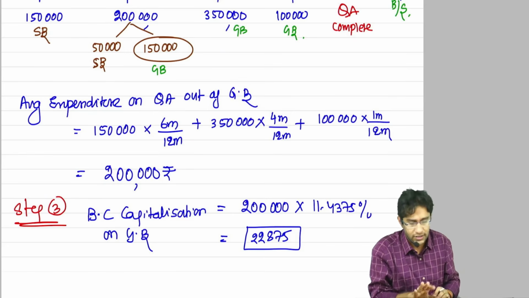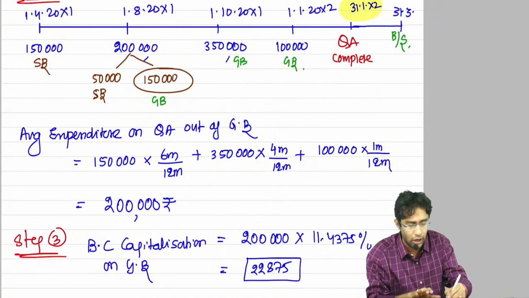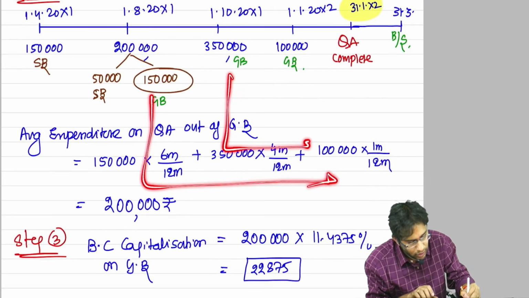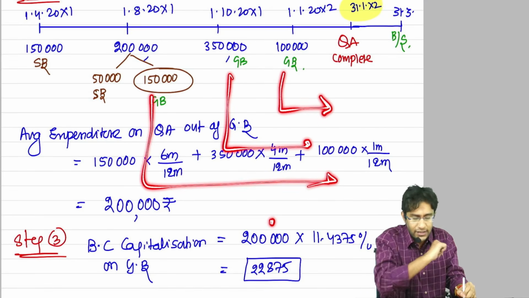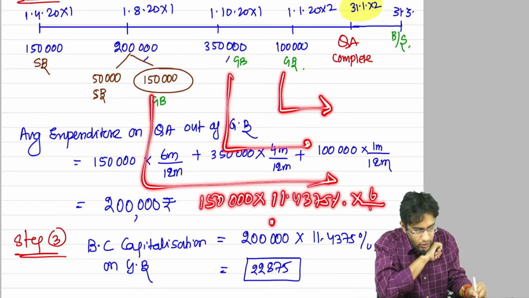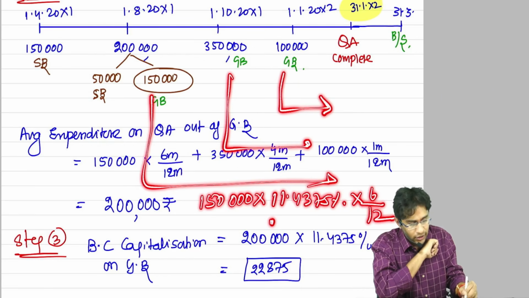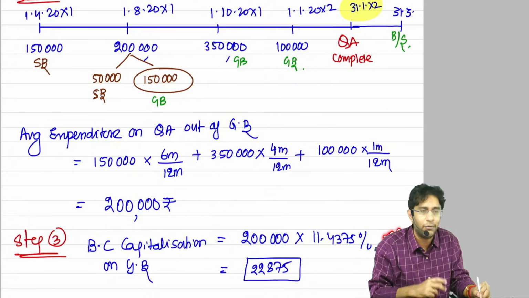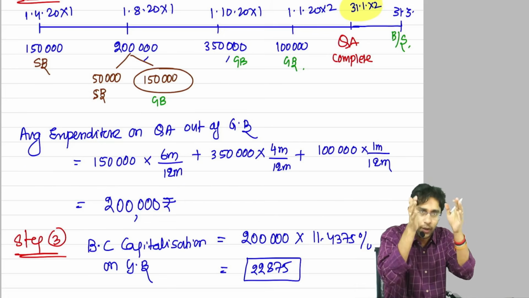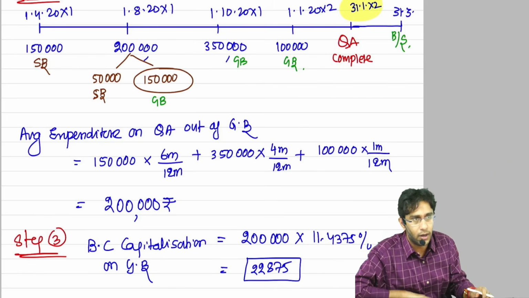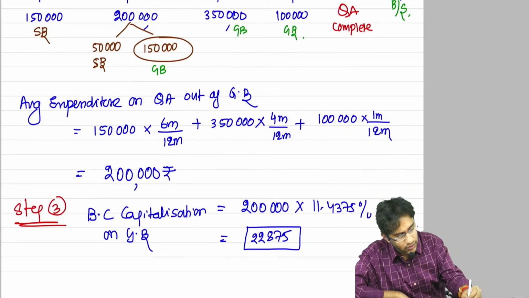If you are getting confused now, sir, ditch the steps. Directly draw a line. Up to here, up to here, up to here. In that case, your fraction will be 1,50,000 into 11.4375% into 6/12. Here you will do 4/12. For this you will do 1/12. Again, that's the reason you should not do 10 by 12 and all. That's already done. 2 lakhs is factored only up to 31st of January. Careful. Are you understanding?